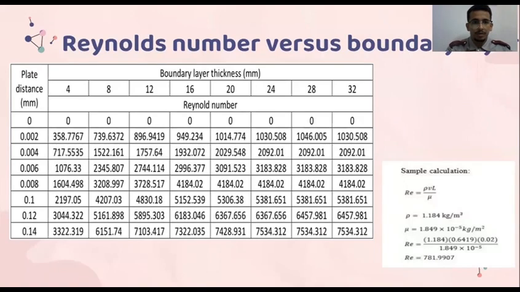So now we have Reynolds number versus boundary layer. In the sample calculation, Reynolds number equals 1.184 multiplied by 0.6419 multiplied by 0.02 over 1.849 multiplied by 10 to the power of minus 5. This table shows boundary layer thickness versus Reynolds number.